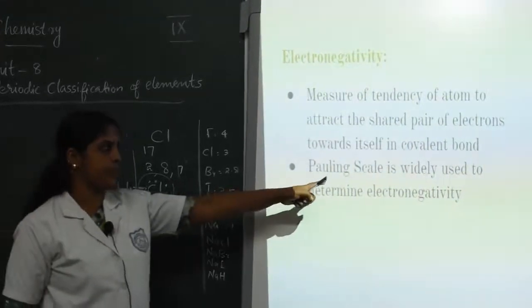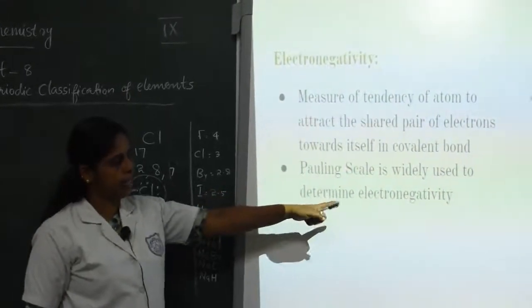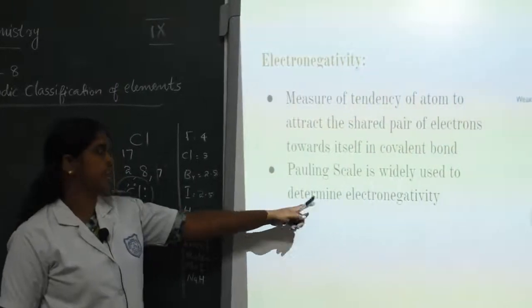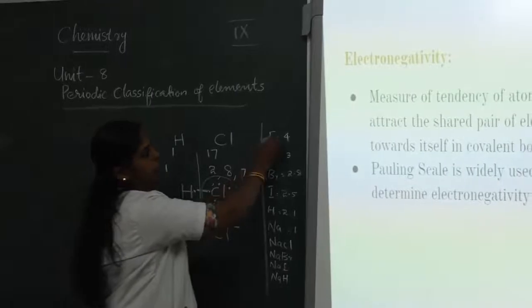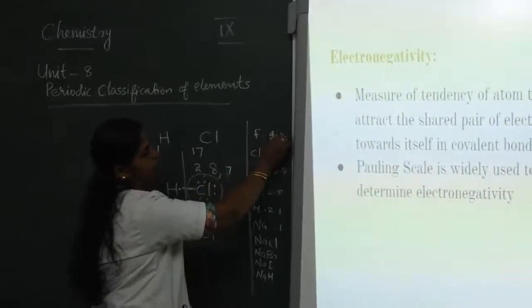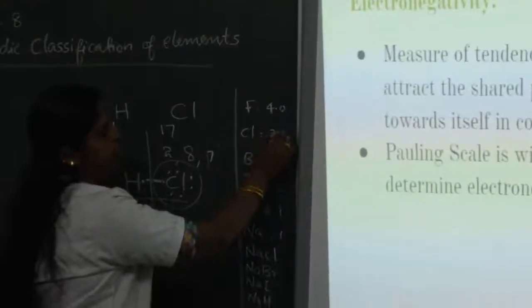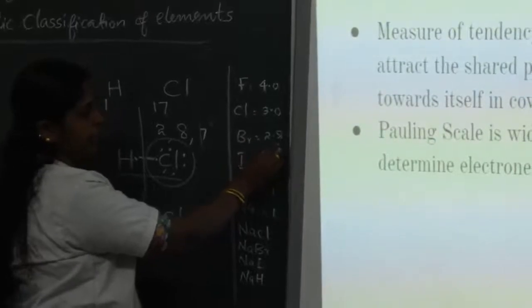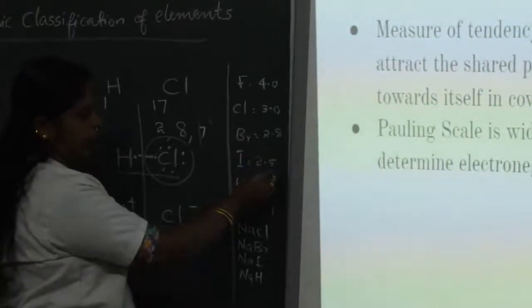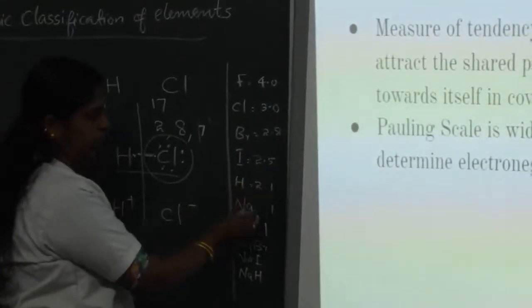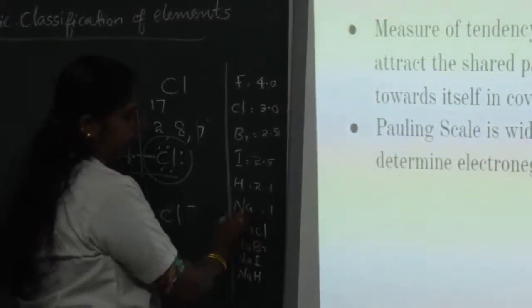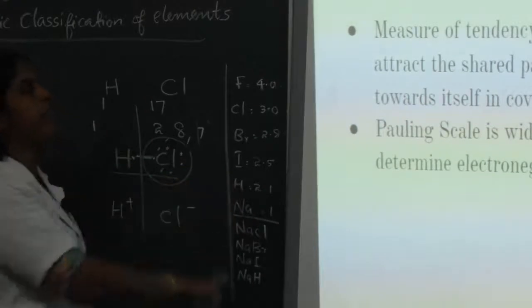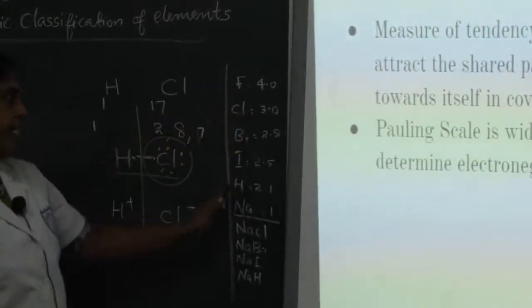Pauling scale is widely used to determine electronegativity. Let's see the electronegativity of some elements. Fluorine 4.0, chlorine 3.0, bromine 2.8, iodine 2.5, hydrogen 2.1, sodium 1.